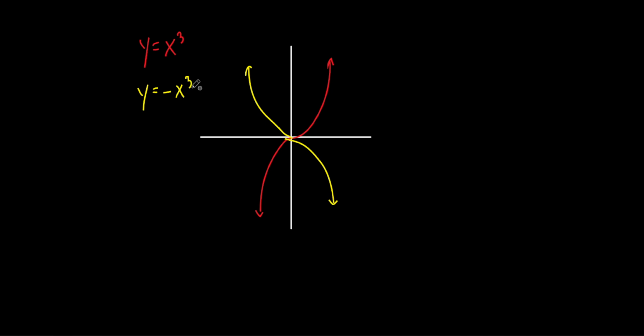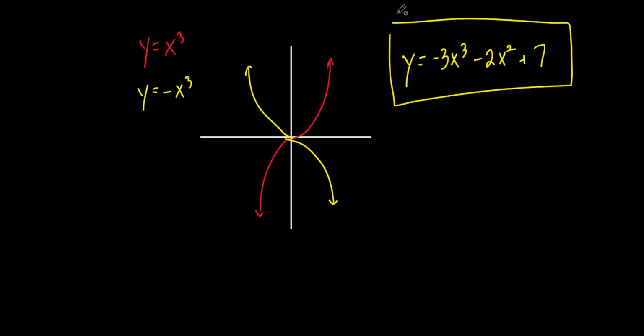All right, that's if you had a negative x cubed. And the cool thing about this is if you had some crazy looking function, like negative 3x cubed minus 2x squared plus 7 or something like that, this is still basically, not exactly, but it's still going to basically look like this yellow one. All right? It might be shifted a little bit, but it's going to have that same end behavior. So if you had something like this, here's what I would do.